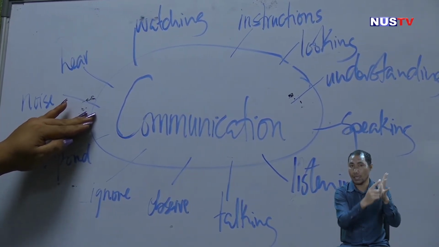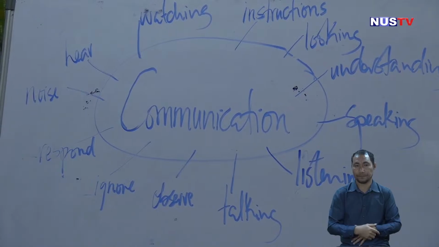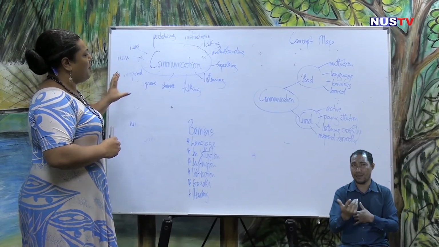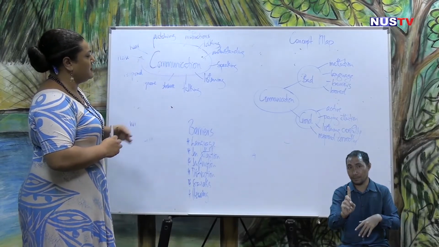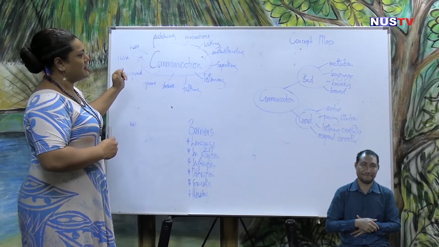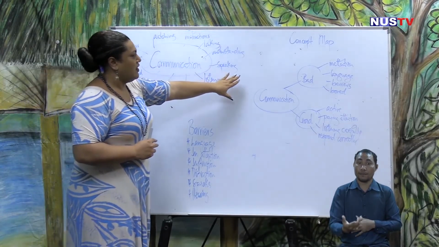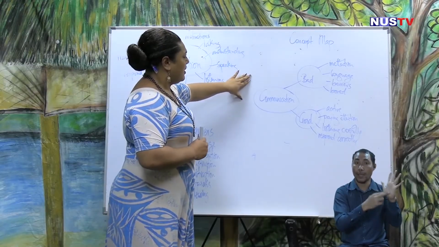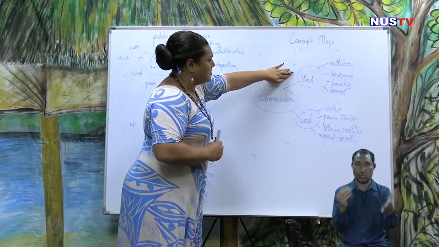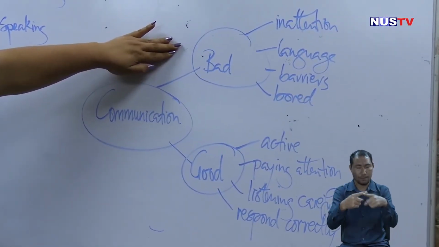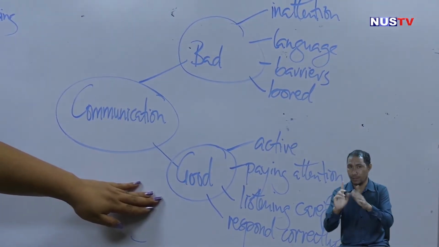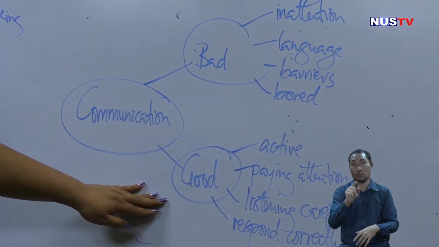So after you have written down your ideas in no particular order using a brainstorm, you can use a concept map in order to organize those ideas. So think about communication. What are the bad and the good ways to be a good communicator? So let's look at our concept map. Our concept map has organized my ideas into the bad ways of why people don't hear or listen properly, and the good ways in order for you to be a good communicator.